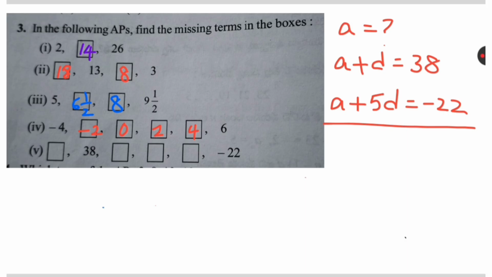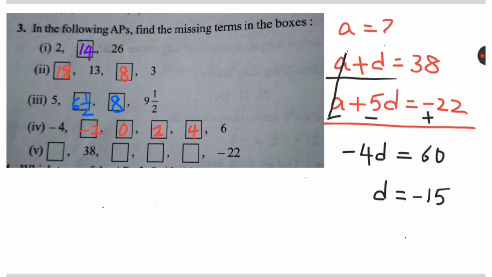So let's subtract on both sides. Here we have a plus, that's why I write minus. Here we have a plus, that's why we are writing minus. Here we have a minus, that's why we need to write plus. It turns into plus. Plus a, we are doing minus a on both sides. Plus a minus a gets cancelled. D minus 5d which gives minus 4d. So that is equal to 38 plus 22 which gives 60. So the d value is minus 15.